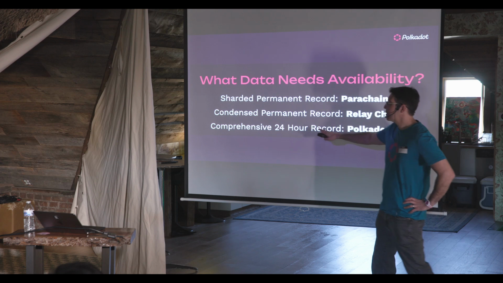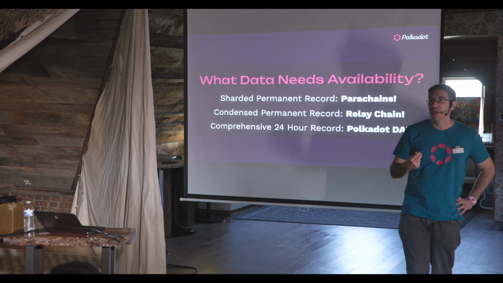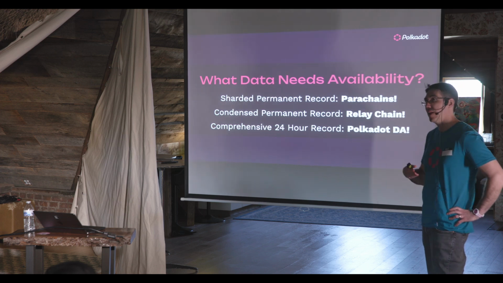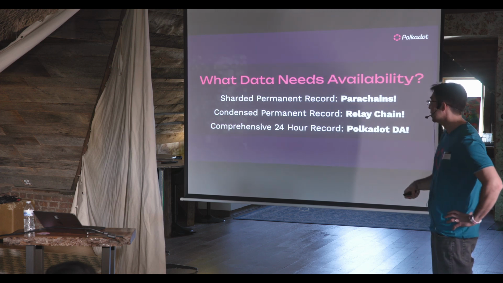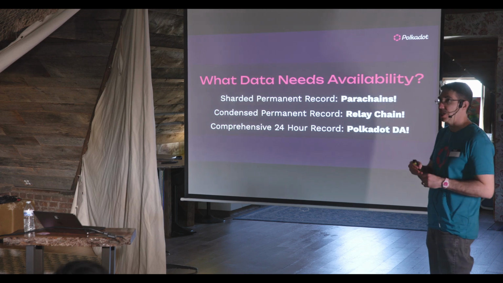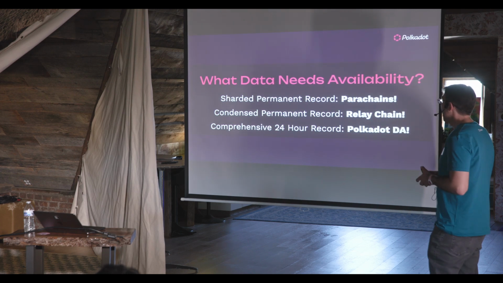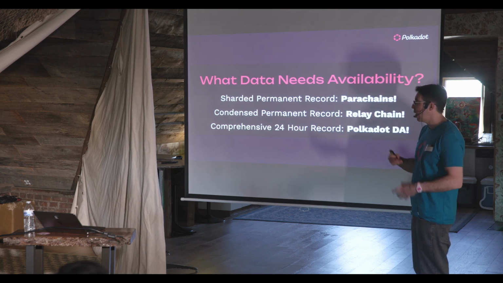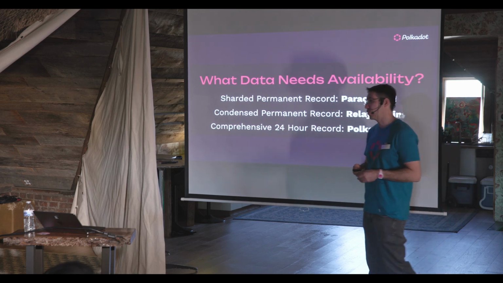The relay chain has a condensed permanent record, a receipt kept on chain of what happens. You can always look up and say, all right, this particular thing happened at this particular time, but it's just a condensed version of what's happened on the parachain. And our DA layer essentially stores all of these erasure-coded chunks for 24 hours.